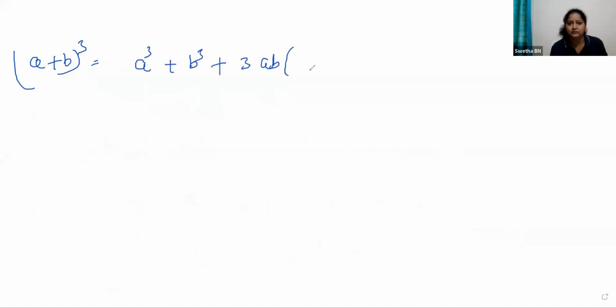And a plus b whole cube. What is a plus b whole cube? a cube plus b cube plus 3ab into (a plus b). Right, children? For example, 2x plus 5y whole cube. So it is a, it is b. See, a cube. In place of a, I am writing 2x.